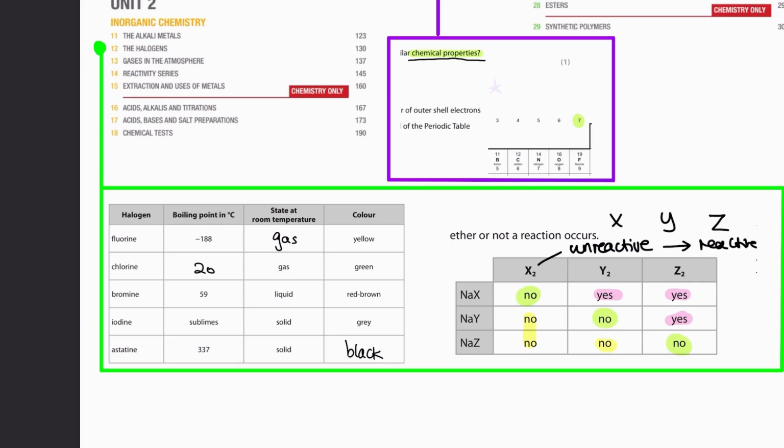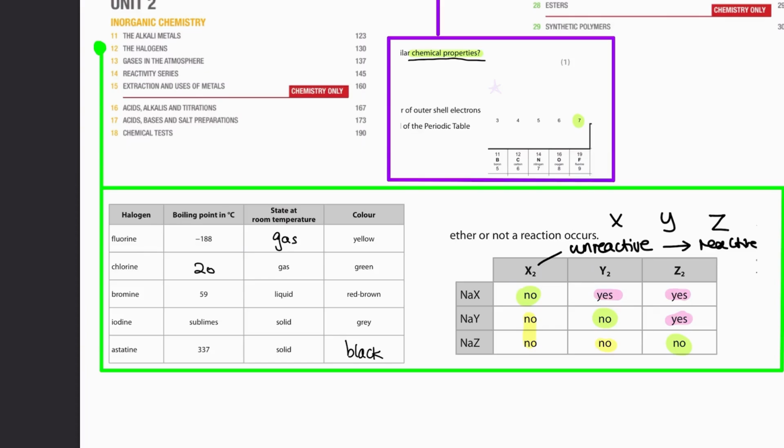The yellow no reaction doesn't mean the same thing. The yellow no reaction means X is not reactive enough to displace Y. That's why there's no reaction. Same thing, X is not reactive enough to displace Z, therefore there's no reaction. And in this case, Y is not reactive enough to displace Z. That's what the yellow no reaction means.